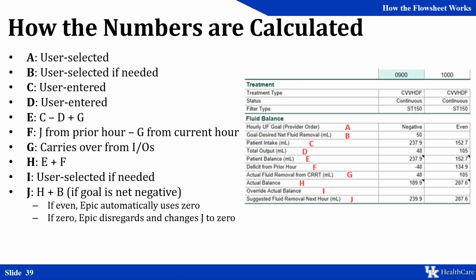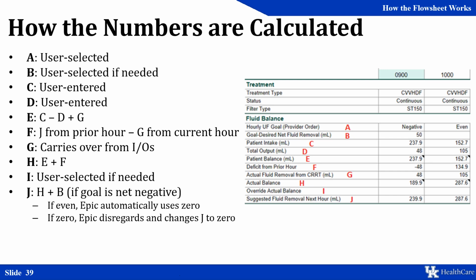Let's look at how each row is added or subtracted to achieve the numbers that we see. Rows A, B, C, and D are all user selected. Row A is hourly UF goal. Row B is the goal desired net fluid removal, which you only need to fill out if you have a net negative goal. And the intake and output are both transposed from the sidebar summary.